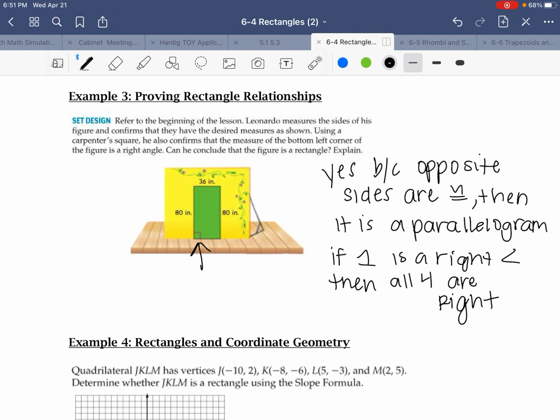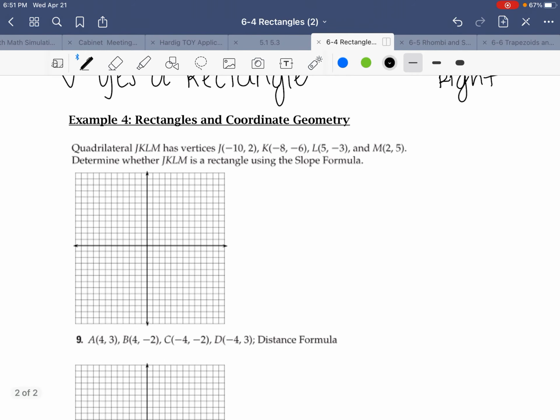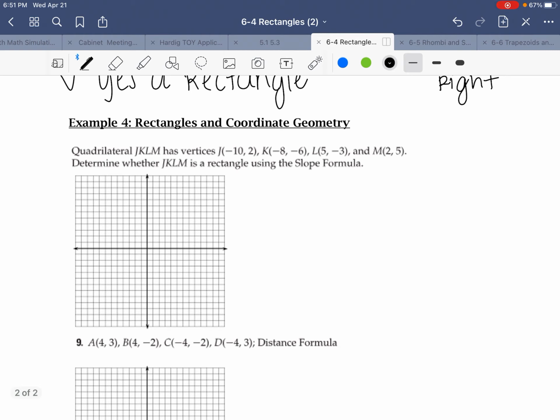So now we know that opposite sides are congruent and all four angles are right. So that is enough to define this as a rectangle. Our last example for this notes page is going to be taking rectangles and then looking at coordinate geometry.